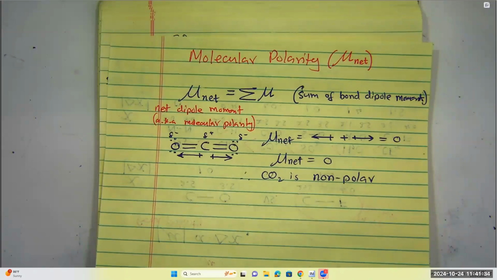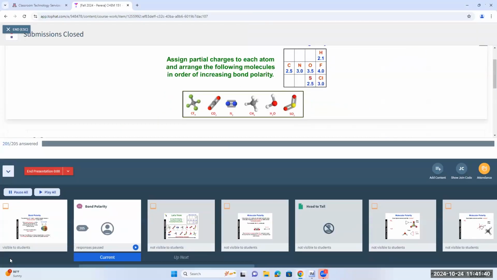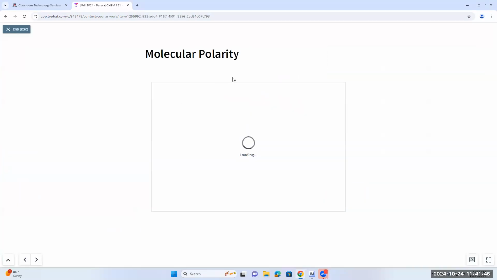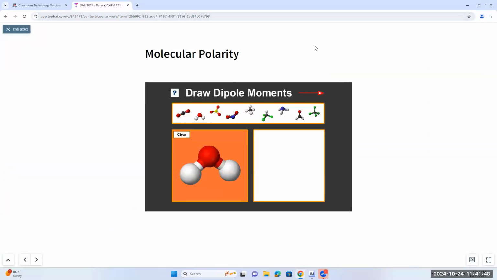Now with that, let's have some fun with this. Let's think about H2O. Can we determine whether H2O is polar or non-polar? I'll give you 30 seconds to think about this. Here's what you need to acknowledge here. Please pay attention. You're going to see this over and over, throughout Chem 151 and then 152 as well.